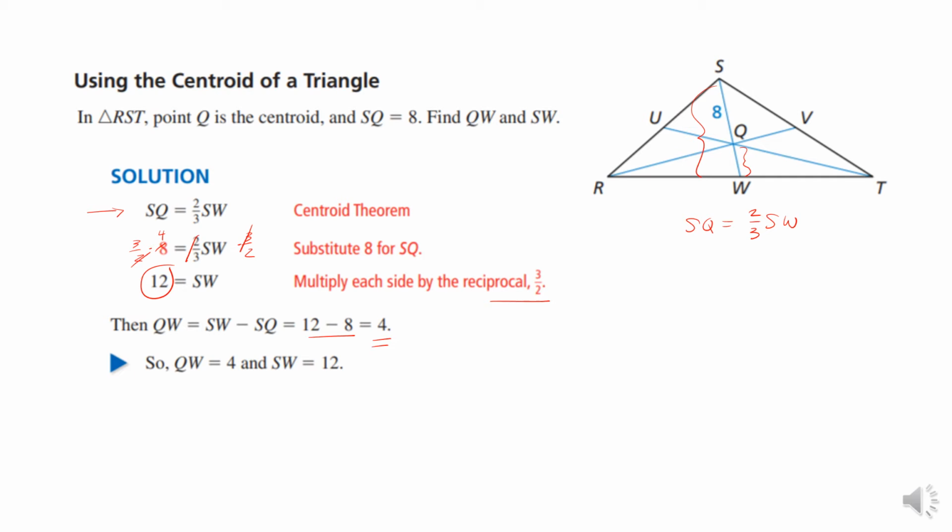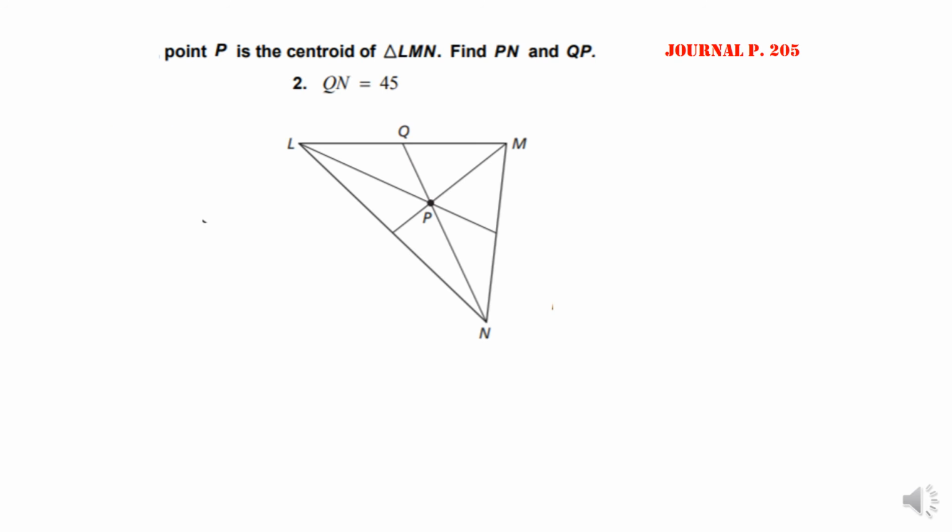So let's have you do one on your own. Point P is the centroid of LMN. Find PN and QP. So we're finding this one and this one, and they're giving us QN is 45. So look at your diagram, find which one you think would be 2/3, and then set that up. You can push pause and work this out, and then come back and see the correct answer.